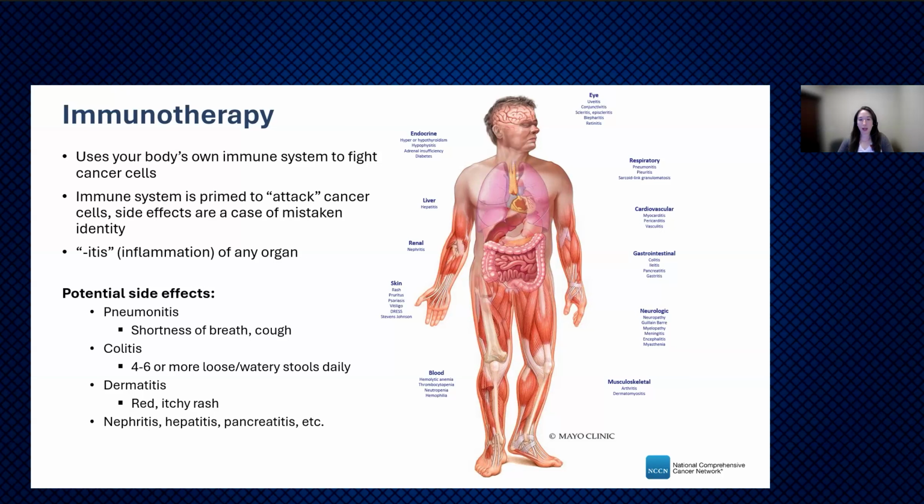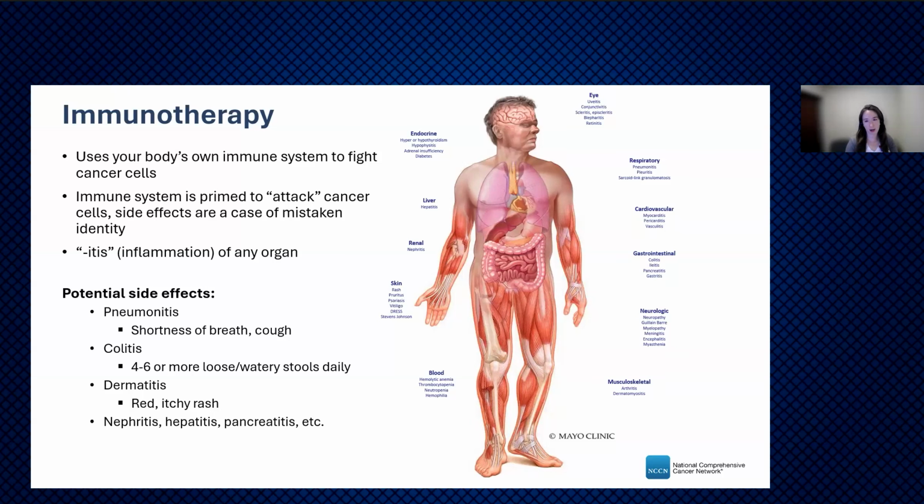So if the way this drug works is to use your body's immune system to take care of cancer cells, side effects are just going to be that your immune system mistakes cancer cells for potentially another organ, and will cause inflammation of that organ. So I have here itis or inflammation of any organ. Really what I emphasize for our patients, for these side effects, the biggest thing is reporting symptoms so your team can know, do we have to be worried about this? What's going on?